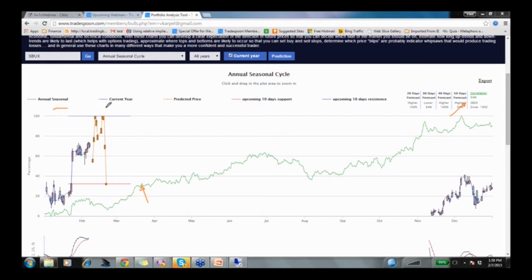Here's your seasonal chart. By looking at the current year, that's this guy, and by predicting the prices, that's this orange line, or orange price, you can actually find out very quickly for any ETF or any stocks where the key support and resistance are. Here's your overhead resistance, and here's your support line.